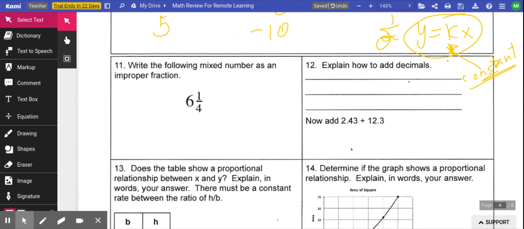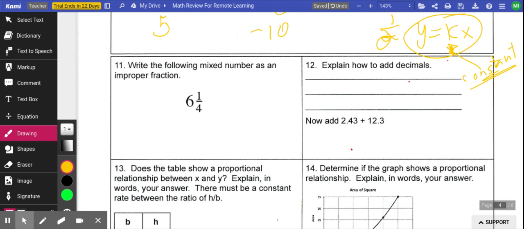11, write the following mixed number as an improper fraction. I'll pause the video now. Try it on your own. Okay. I like to rewrite this to give myself a little bit more space. So when we're converting what we call a mixed number, we have a whole number, which is our 6, and a fraction.